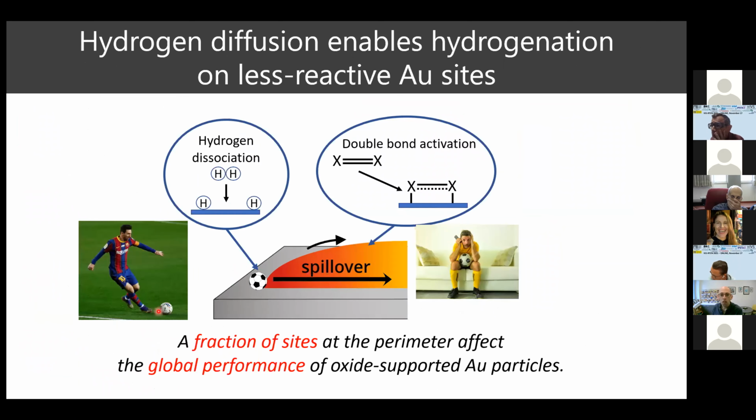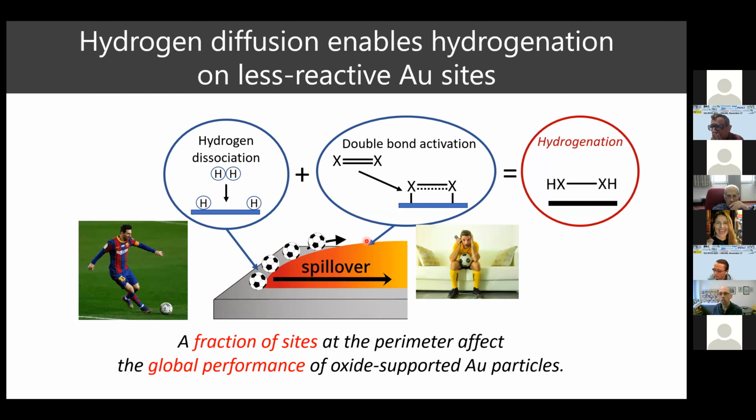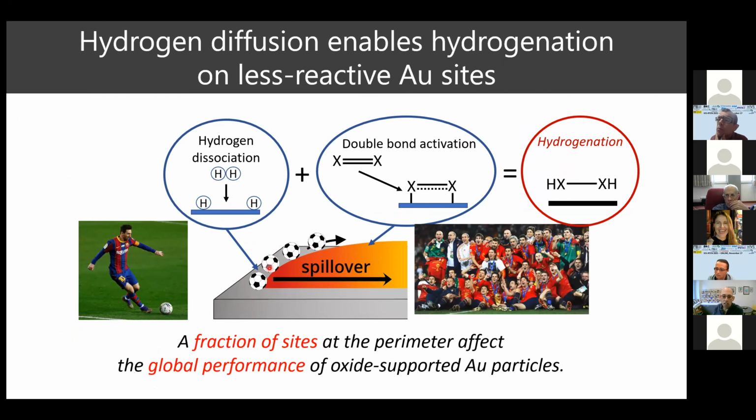And by further analysis, we concluded that the molecular mechanism here is hydrogen spillover. So there's hydrogen dissociated at the interface, and then there's spillover to the center of the nanoparticle, and the sites on the center are active enough to activate the double bond. And by the diffusion and spillover of hydrogen from the interface to the center, we see hydrogenation throughout the nanoparticle. So this is the teamwork, where the active site of the interface facilitates and influences the global performance of the particle.